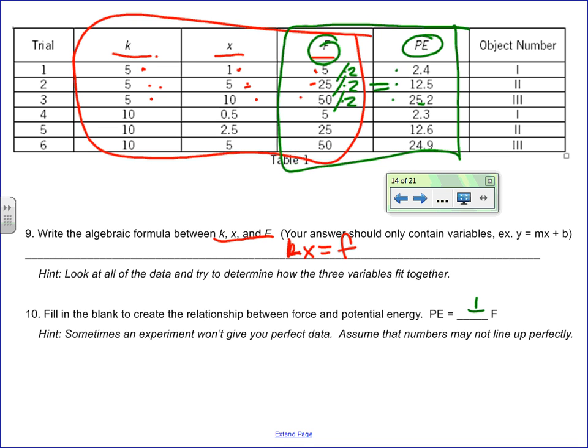There are a couple different ways you could write it. PE is equal to 0.5 times F, PE is equal to 1/2 times F, PE is F over 2, if you want to say it that way. Any of those ways, they all mean the same.